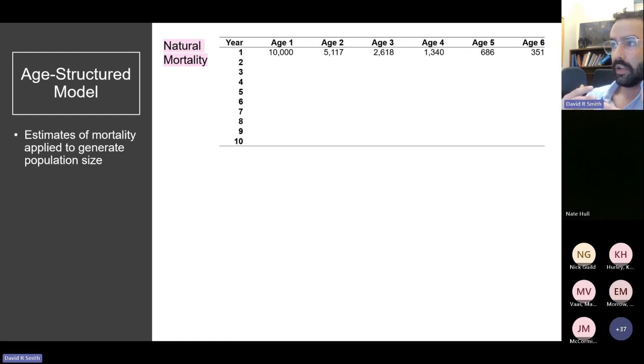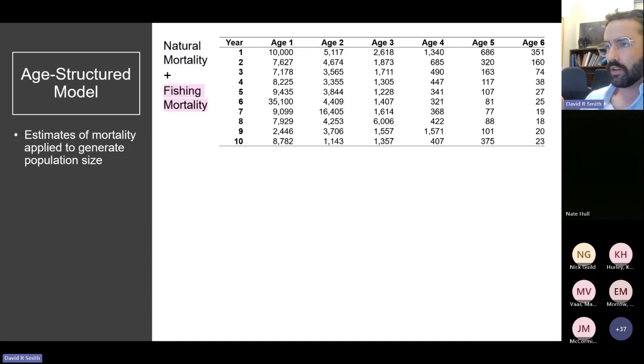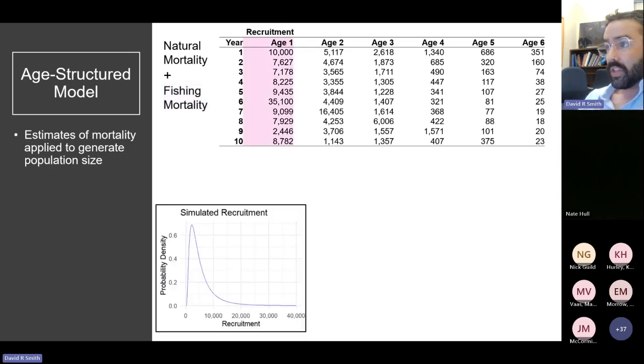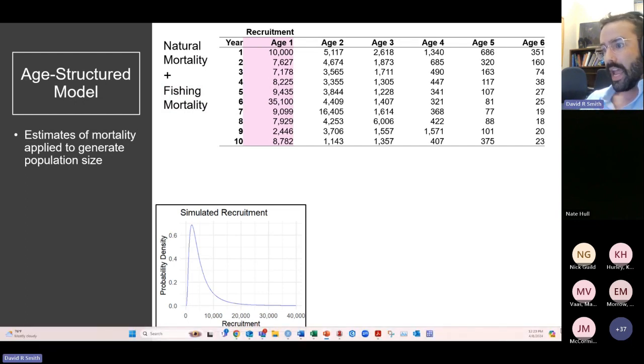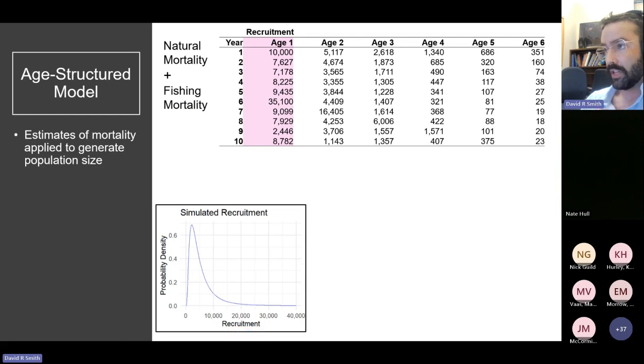It's an arbitrary number, but the number of fish in each subsequent age class declines by a constant rate of natural mortality. In the next years, we start to plug in fishing mortality. So now fish are taken out of each age class, both by natural mortality and fishing mortality. We simulated recruitment in the number of age 1 crappie following a log normal distribution with a mean of 0 and a coefficient of variation of 0.8 to mimic the really high recruitment variability we typically see in crappie fisheries.